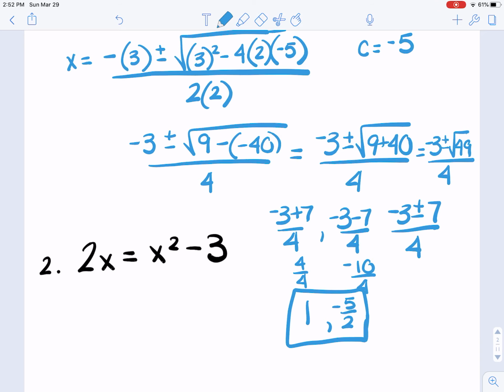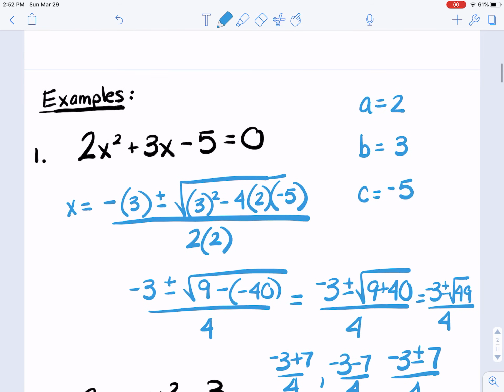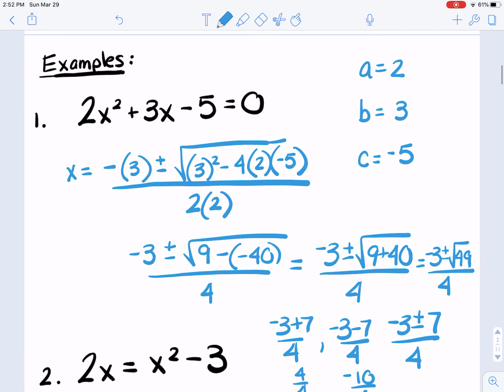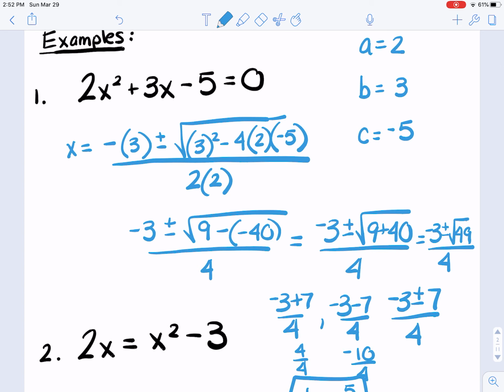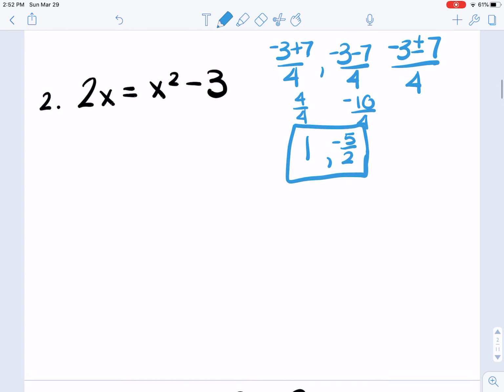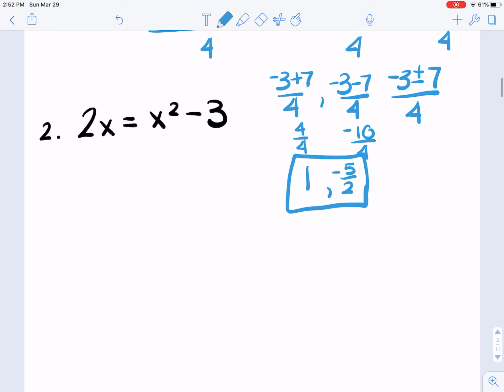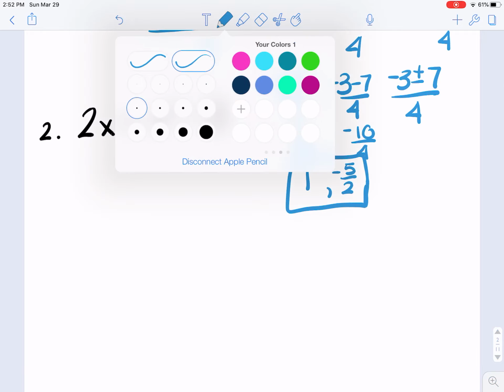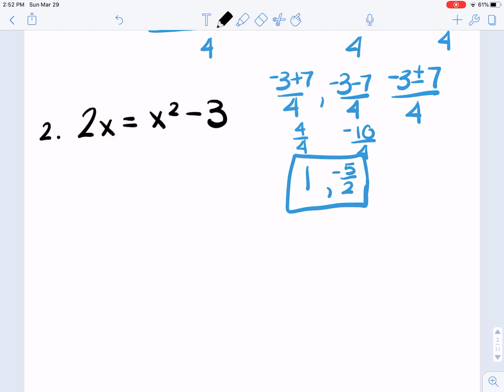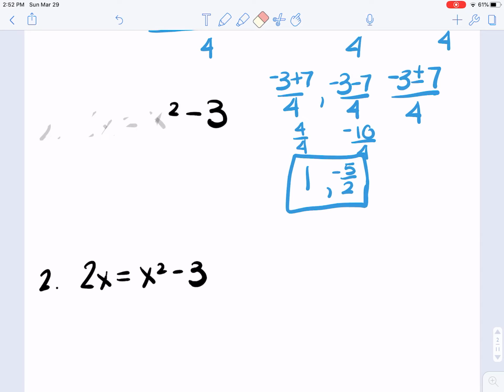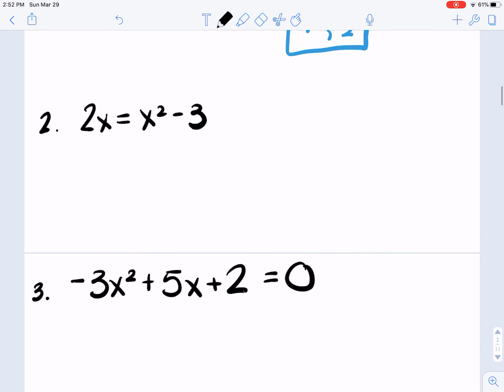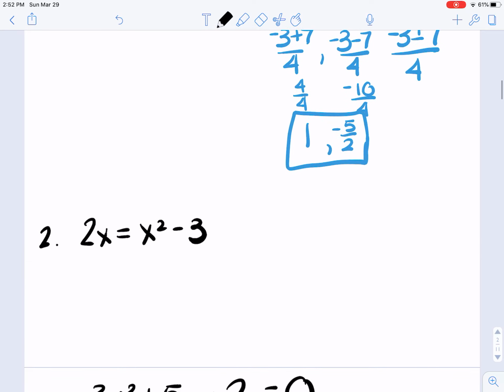You can check your answer by plugging the equation into your calculator and making sure that both of them end up getting 0 as your answer. Now I'm going to scoot this one down because I didn't have enough room, or I used up too much room for the second example. Okay, in this second example, I'm still going to run out of room.